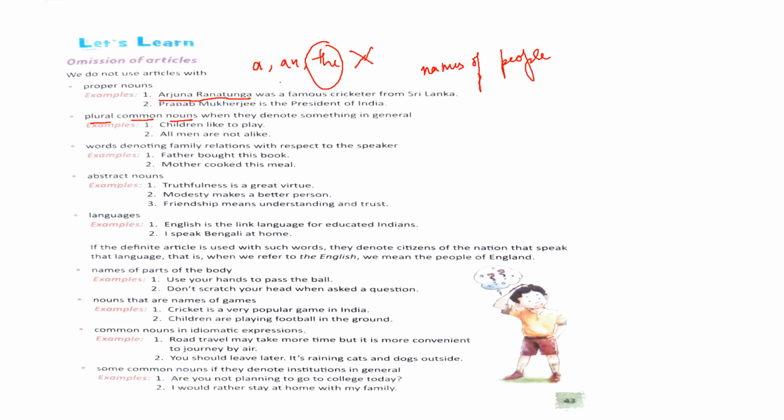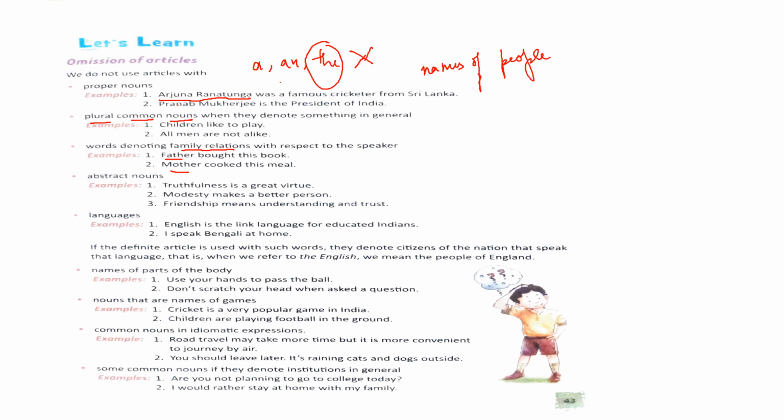Now, next one is words denoting family relations with respect to the speaker. If there are words denoting family relations, then you do not use any articles with them. For example, "Father bought this book." "Mother cooked this meal." Words like father and mother denote family relations, right? So you do not use any article with them.